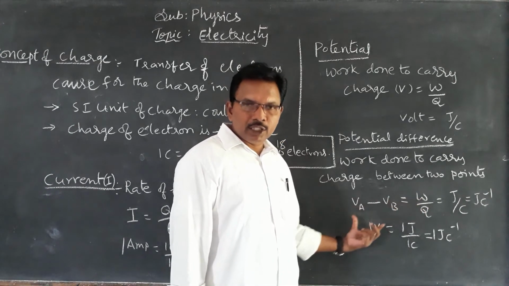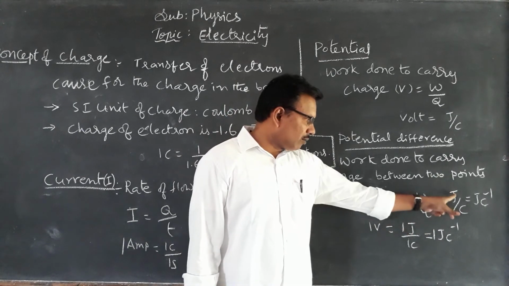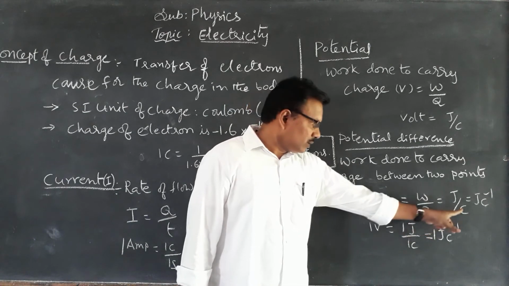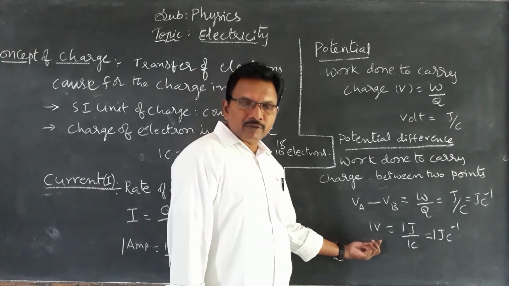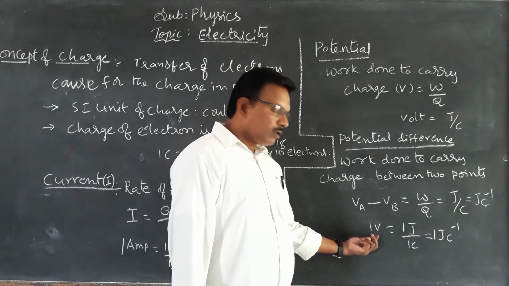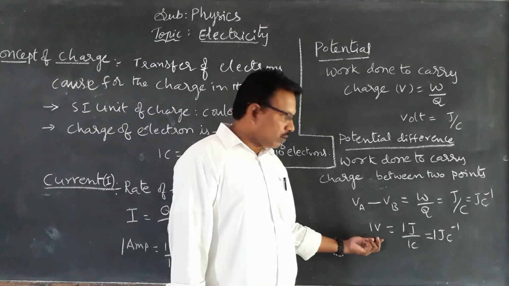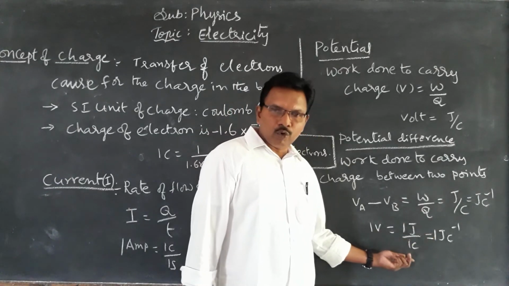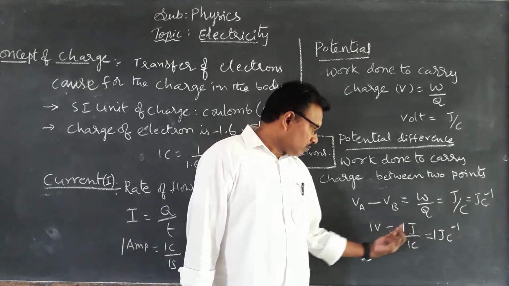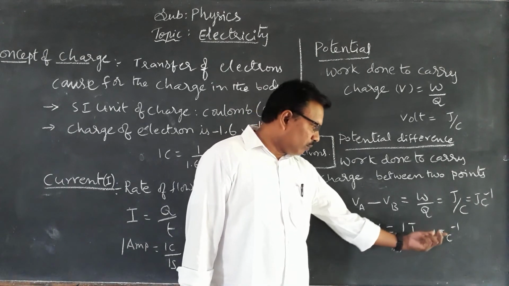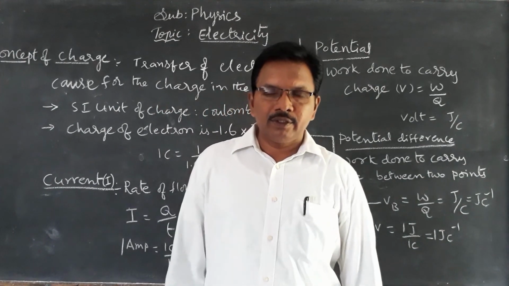The units of work are joules, and the units of charge are coulombs. So potential difference is also represented with volts; the unit of potential difference is the volt. 1 volt is equal to 1 joule per 1 coulomb. So 1 volt of potential difference is equal to 1 joule per coulomb. In this way we can define potential difference.